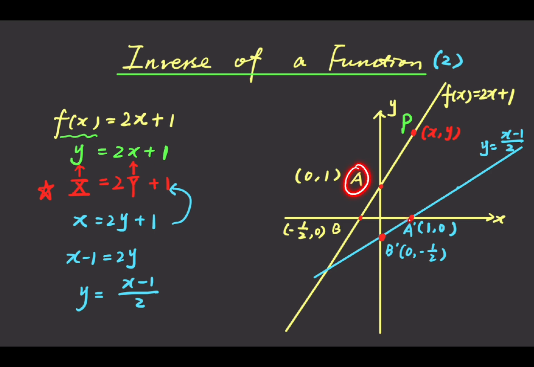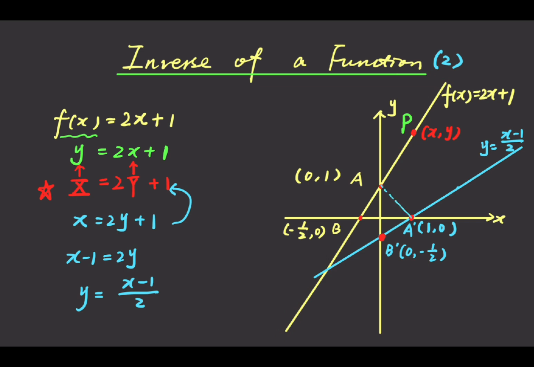Now let's focus on this point and this point. You will find out this point is on the y-axis. This point is on the x-axis, right? This x-coordinate is just the y-coordinate. This y-coordinate is just the x-coordinate. For this point B and the B prime, this x-coordinate is the y-coordinate. This y-coordinate is the x-coordinate. We can say we reverse the two coordinates, we can get the corresponding point on the inverse of the original function.